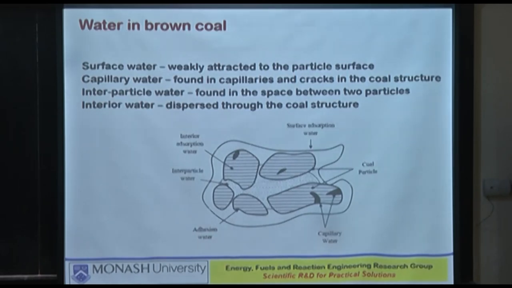Sometimes they act as adhesive as well, so it's called adhesive water. And inside the coals, there are capillaries, and these are the capillary waters. Progressively, the surface water, which is here, is easier to remove by heating. The interparticle ones become difficult, not too difficult, but these ones are extremely difficult, what is inside the coal particles.